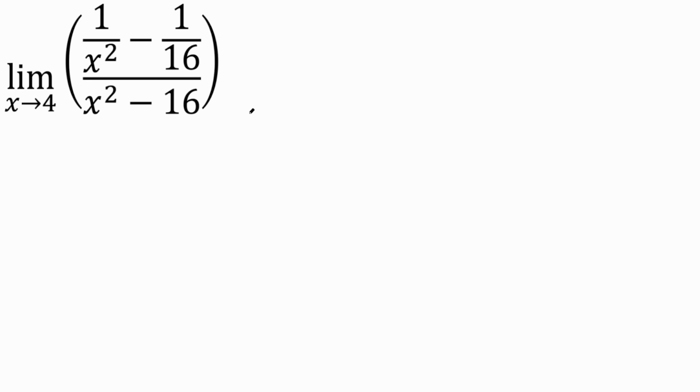Okay, in this video, we're going to solve this problem right here, and so let's begin. So first, let's just plug in 4. The problem is 4 squared is 16, 16 minus 16 is 0, so you're dividing by 0, and that's a red flag that you have to approach this problem differently.